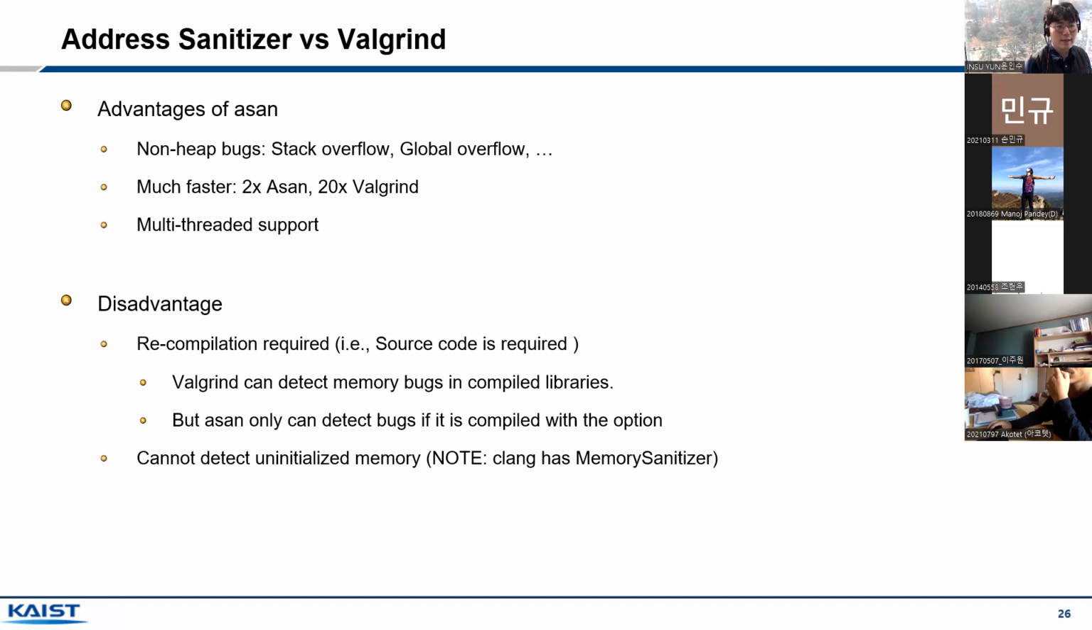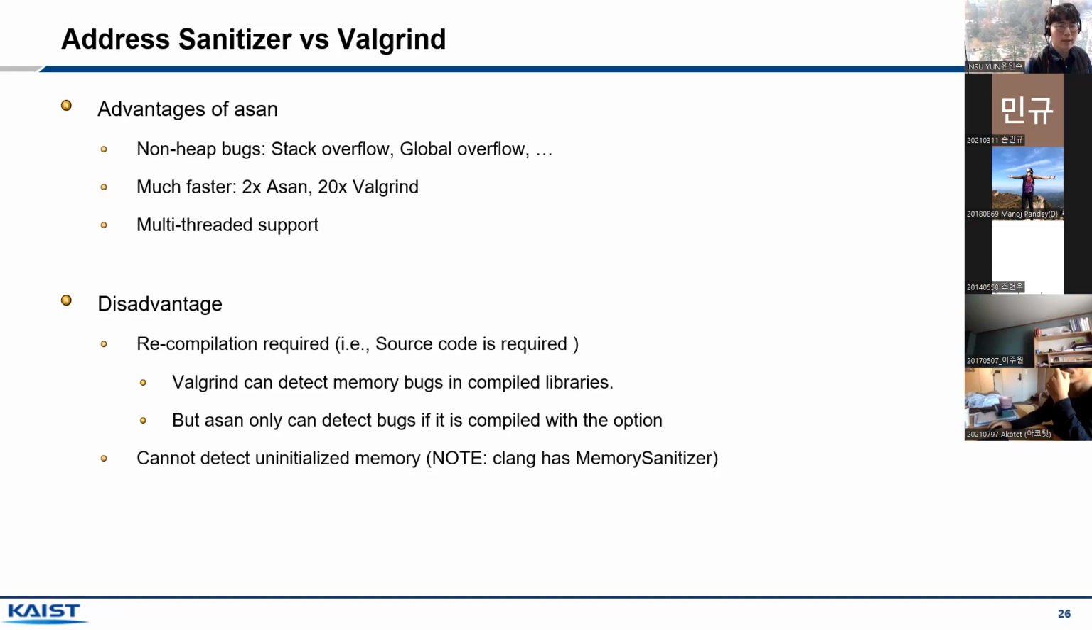And the second one is that the address sanitizer is much faster. That's actually the main reason why nowadays address sanitizer is more popular than Valgrind. Address sanitizer's performance overhead is only 2 times. So if you apply the address sanitizer, then your program will be slower by 2 times. So this is okay even with a very large program.